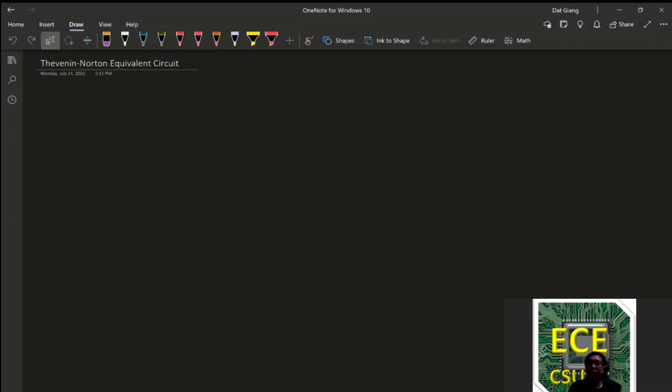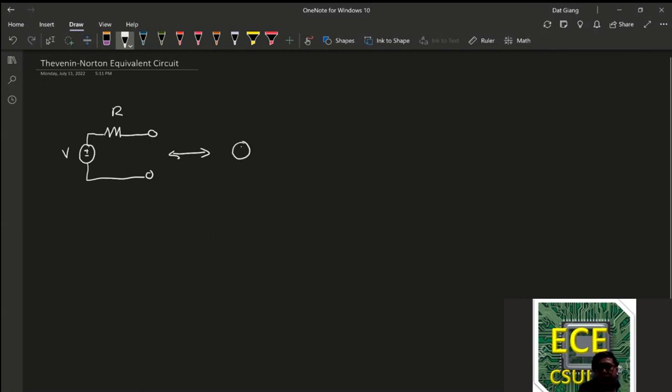Okay, so now we're going to be discussing the Thevenin Norton equivalent circuit. Now, recall from source transformation the following. We were able to take something like this, a voltage source V and a resistance R in series with each other, and we were able to convert it into a current source in parallel to the resistance with a value V divided by R. And this is interchangeable, so we can always reflect that accordingly.